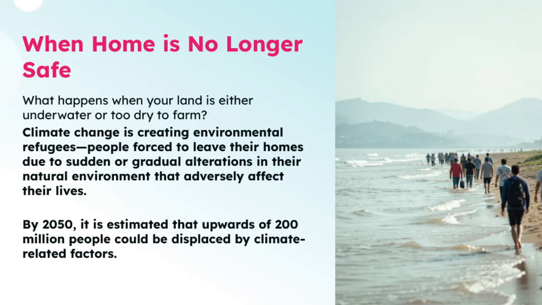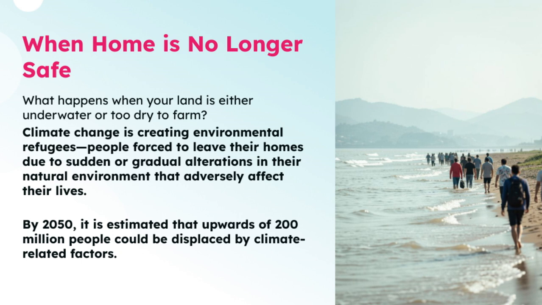Now let's think about what happens when a place becomes too dangerous or too difficult to live in. The slide asks, what happens when your land is either underwater or too dry to farm? For many people, the answer is migration. Climate change can create environmental refugees. These are people forced to leave their homes because sudden or gradual environmental changes are making life unsafe or impossible.